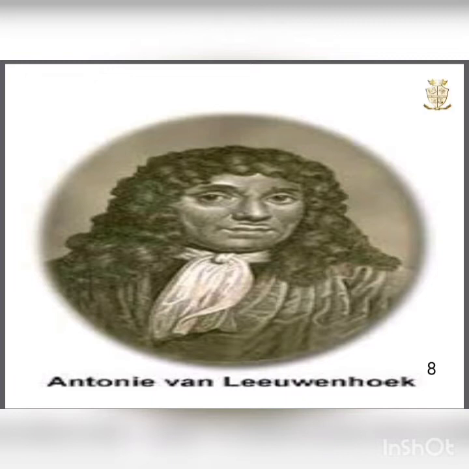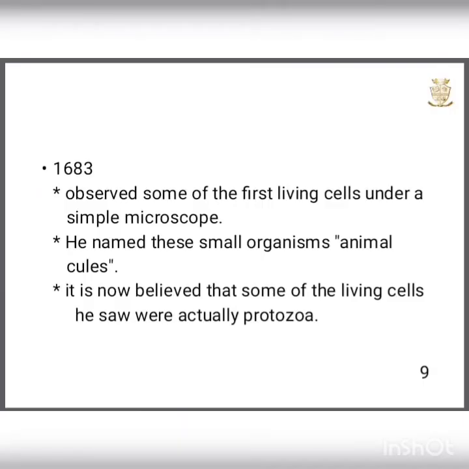Antony van Leeuwenhoek. He observed some of the first living cells under a simple microscope. He named these small organisms animalcules. It is now believed that some of the living cells he saw were actually protozoa.